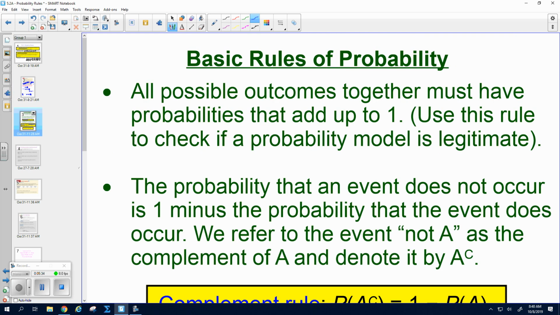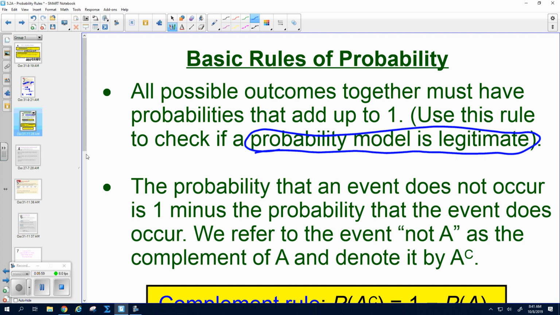I would write these down, maybe not the entire sentence. Some of these I know you know. I would still write them down anyways, okay? All possible outcomes together must have probabilities that add up to 1. Okay, this is how you check if a probability model is legitimate. And they will ask you this a lot on like a multiple choice test.